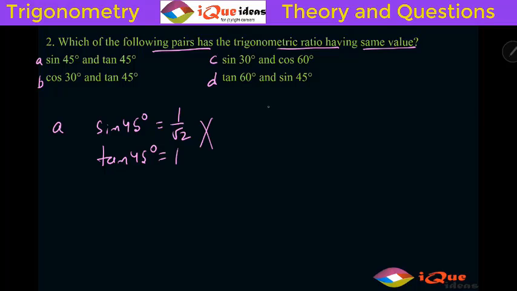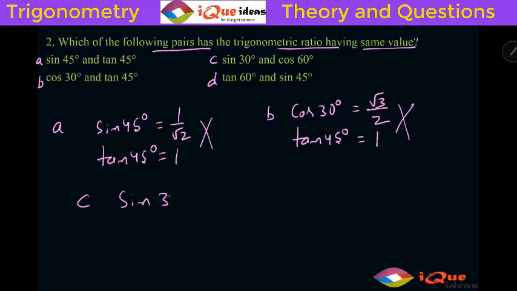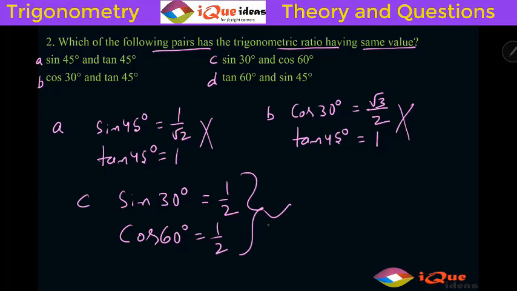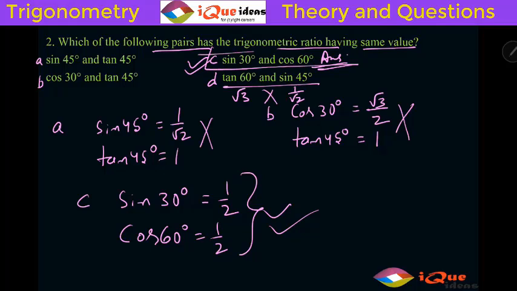Okay. Then B. B has cos 30 degree. Now cos 30 degree, we have to remember these values, that is root 3 by 2. And tan 45 degree. Tan 45 degree is equal to 1. Again not equal. Let's say C. Sine 30 degree equal to 1 by 2. Cos 60 degree. Alright, that is also equal to 1 by 2. So this is the correct situation. So answer is C option. Alright. If you check the last one also, tan 60 is root 3, sine 45 is 1 by root 2. So they are also not equal. So answer is C option.